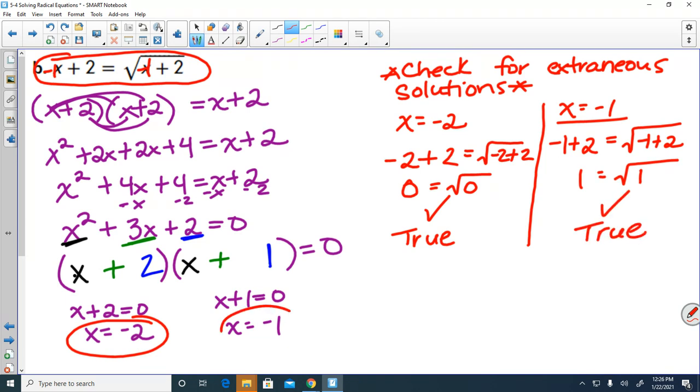So we actually have 2 answers here. It's possible that both answers would be true solutions. It's possible that both answers would be extraneous. If both answers are extraneous, then you would select no solution.